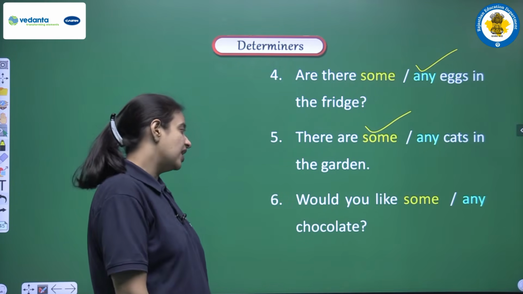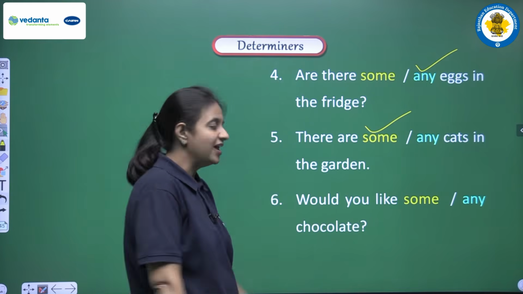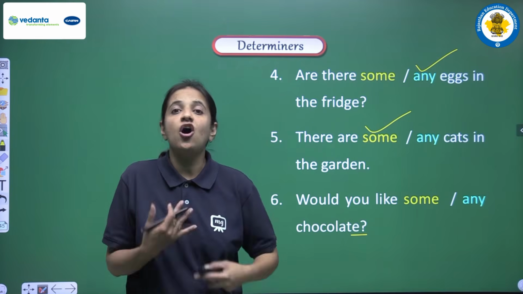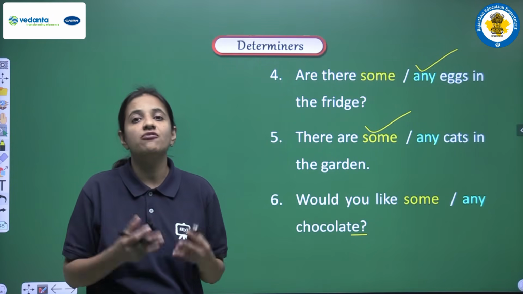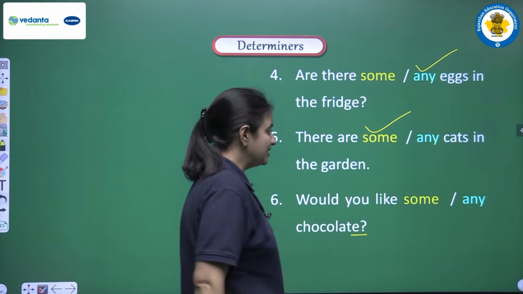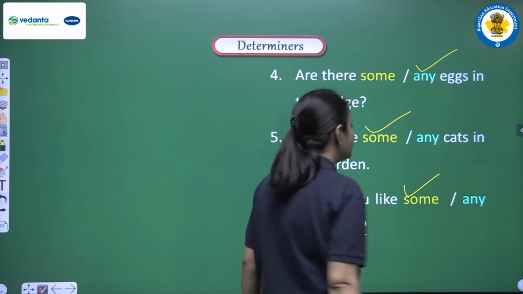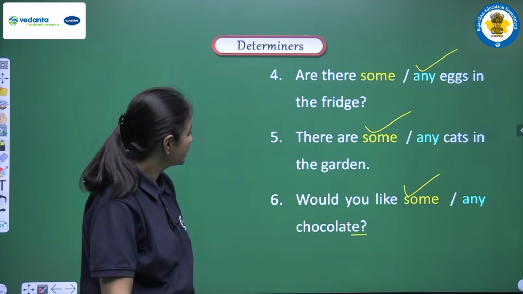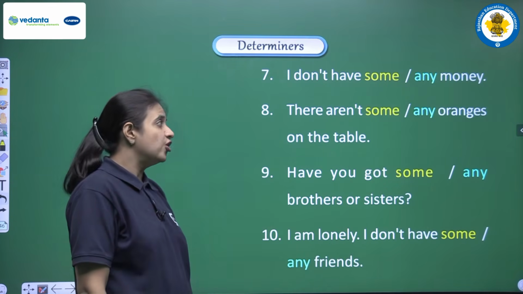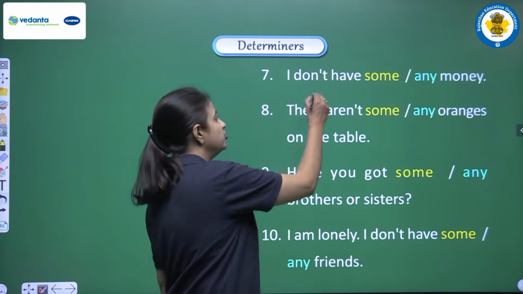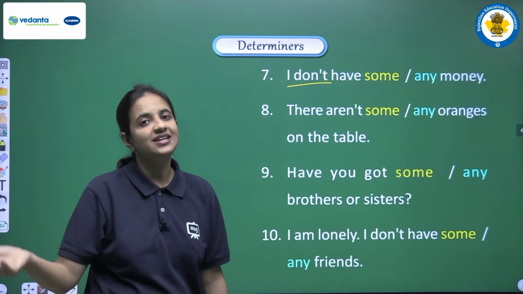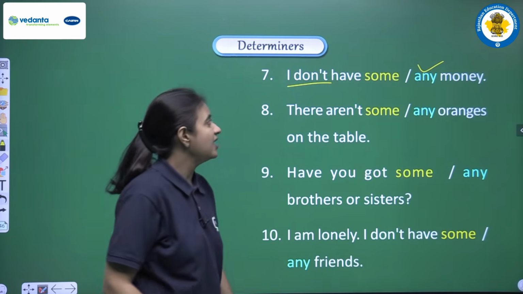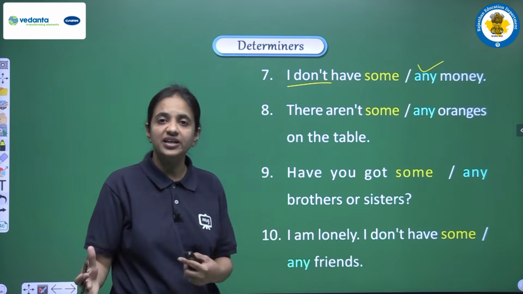Next is would you like chocolate. So yes, we are having a question mark at the end of the sentence, but in the sentence we are offering chocolate, we are giving the offer, right? And because of this reason here our answer will be some, and the sentence will be would you like some chocolate. Next sentence is I don't have money. So here don't means do plus not, it is a negative sentence, so our answer will be any, and the sentence will be I don't have any money.